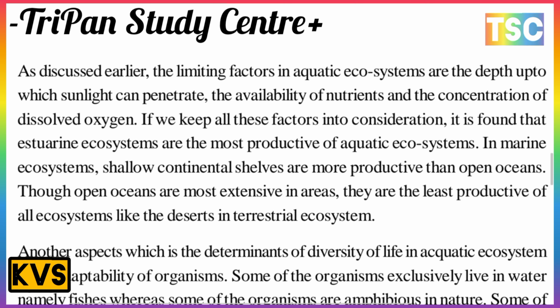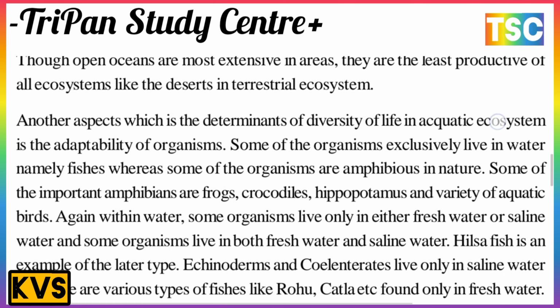If we keep all these factors into consideration, it forms the most extensive and most productive aquatic ecosystem. In the marine ecosystem, the shallow continental shelf is more productive than the open ocean, and the open oceans are the most extensive in area. They are the least productive of all ecosystems, like the desert, which is a terrestrial ecosystem. This is an important point.